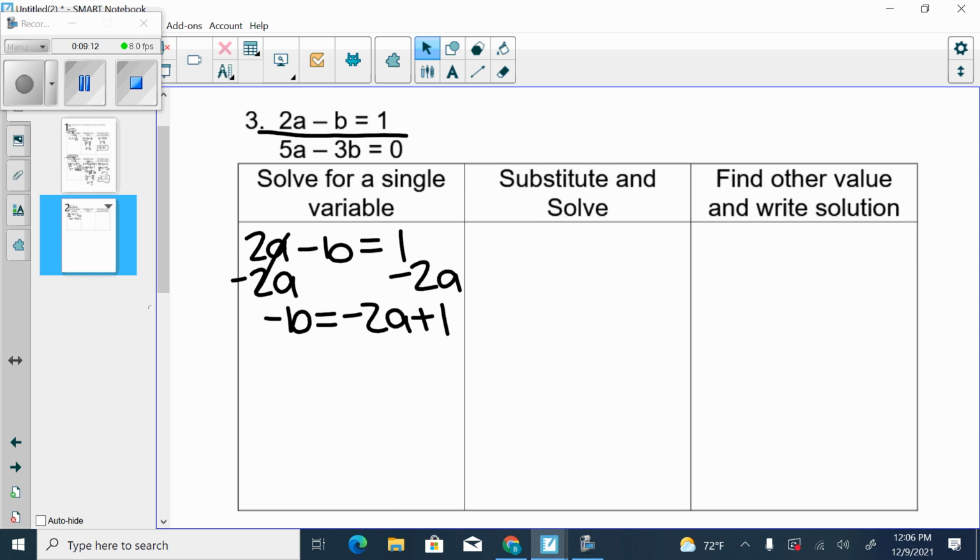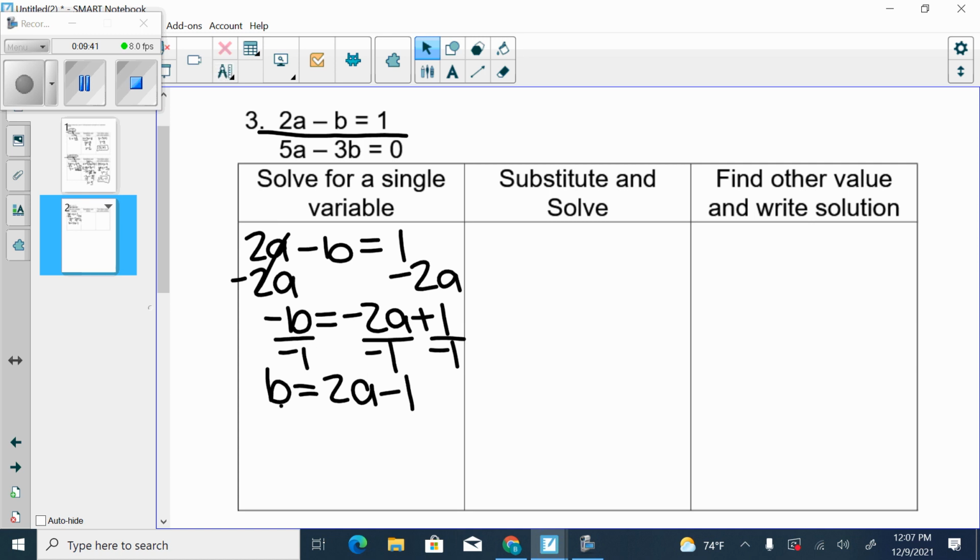Right. Last thing we have to do is get rid of the negative in front of b. So we do that by dividing everything by negative 1. And all that's really going to do is what? Change our sign. So this b will become positive. That negative 2a will become, and the positive 1 will become. Okay, so now do we have a letter all by itself on one side? All right, so we're good to go.